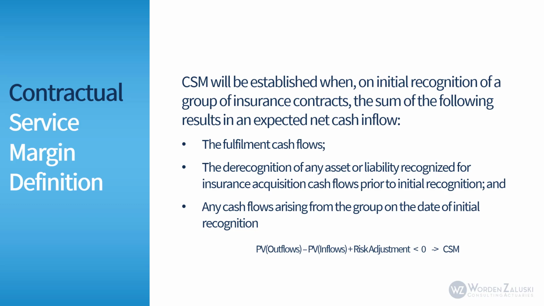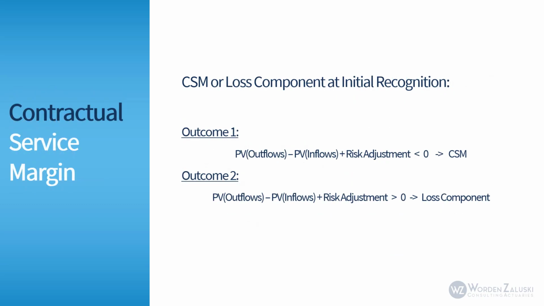In formula form, if we have the present value of our cash outflows, such as expenses and claims, minus the present value of our inflows, such as premium, plus our risk adjustment, if that formula is less than 0, then we have a CSM. Now, conversely, we have two outcomes. So if that was less than 0, PV of outflows minus PV of inflows plus your risk adjustment is less than 0, you have a contractual service margin, or CSM.